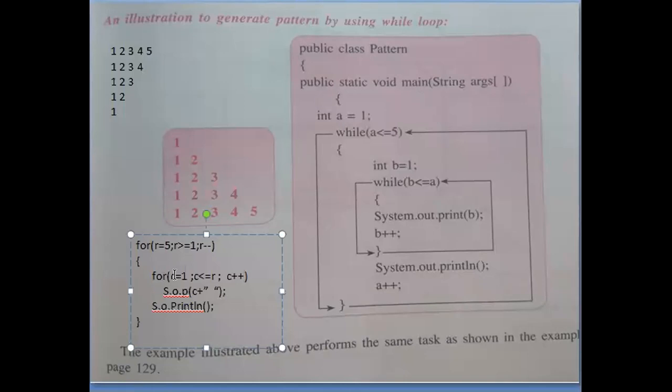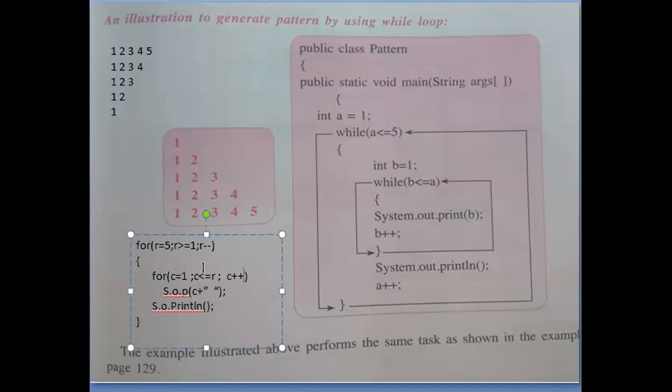C is equal to 5. What did you say? Repeat once again. C is equal to 5, sir. C is greater than or equal to 1. What happens then? C minus minus. See, you are not observing what I'm explaining. You are starting with a constant as well as ending with a constant. You said C is equal to 5, and C is greater than or equal to 1. Oh, sorry, sir, C is equal to R.